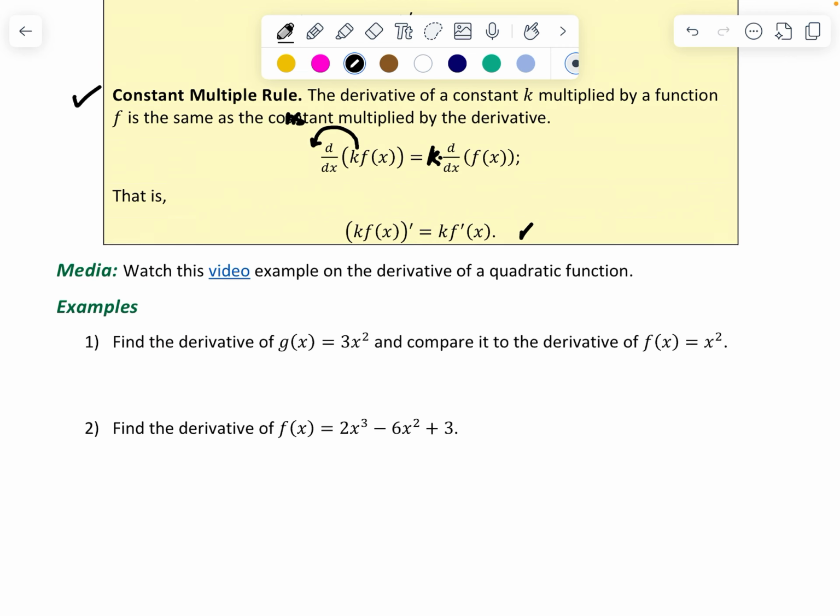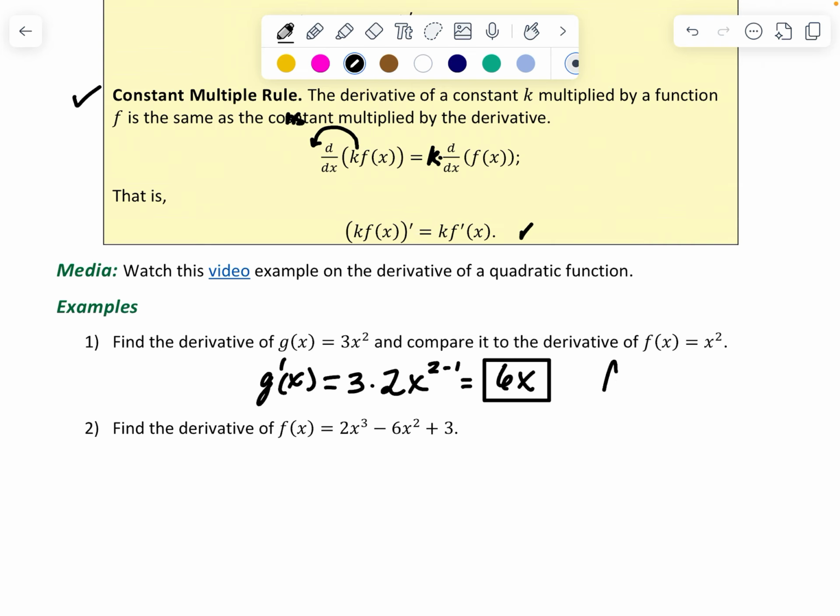There's a video here, if you will, also. And then we have an example. For this example, we have g of x is equal to 3x squared, and compare it to the derivative of x squared. So we have g prime of x. Then g prime of x is equal to 3, keeping that constant in there, times 2x to the 2 minus 1. Sorry, kind of sloppy there. Here, let me fix that. So that's equal to 6x to the 2 minus 1, which is just 1. So we have 6x here.